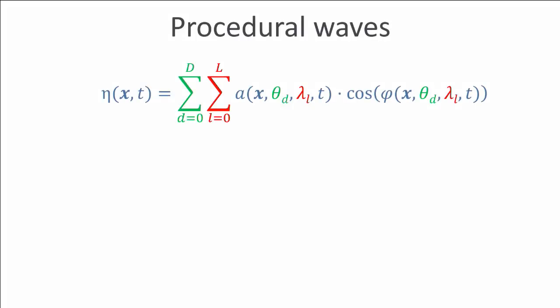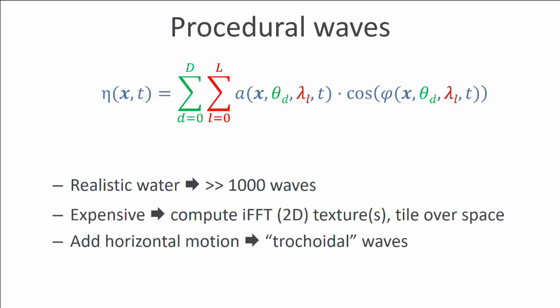So coming back to our current wave model or wave height equation. For realistic water, one has to accumulate several thousands of these waves. That's pretty expensive, and that's why it's usually done using an IFFT on 2D textures and tiling these textures over space. You can also add horizontal motion to get so-called toroidal waves or Gerstner or Biesel waves. I don't want to get into detail here, but I want to note that all this also carries over to the model I'm going to present now.